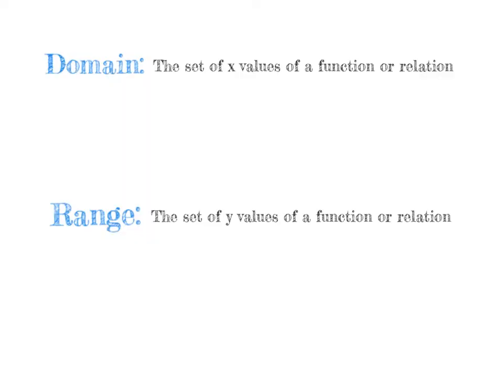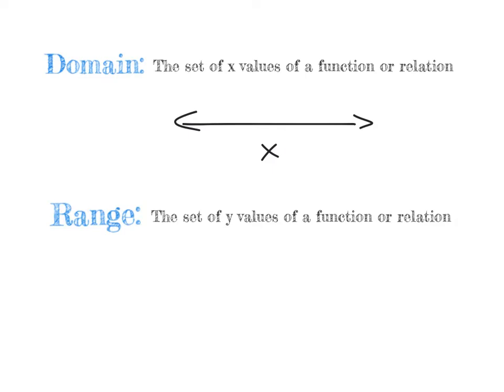So let's review real quick. Domain and range. Domain is a set of values of a function or a relation, the x values. So when we're looking at x values, we're usually talking about horizontal. We're looking at what values x takes on. Does x exist from negative infinity to positive infinity?